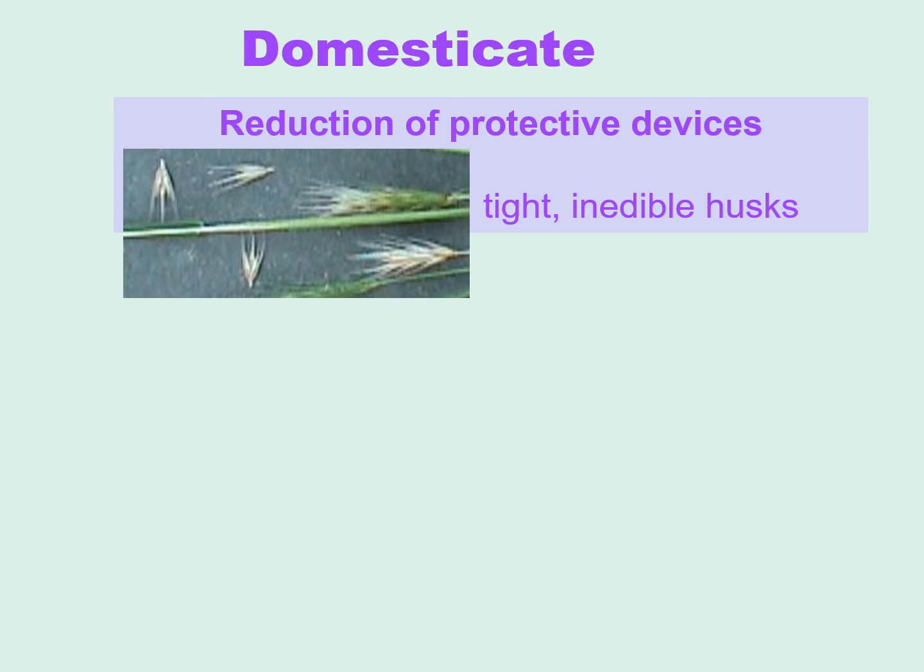Another characteristic that differs domesticates from weeds is that domesticates often have a reduction of protective devices. And these protective devices can take a number of forms. In the case of little barley, weedy little barley has these tight, inedible husks that are very difficult to remove. Whereas archaeologically, we find naked little barley seeds all the time, a sign that it possibly was domesticated.